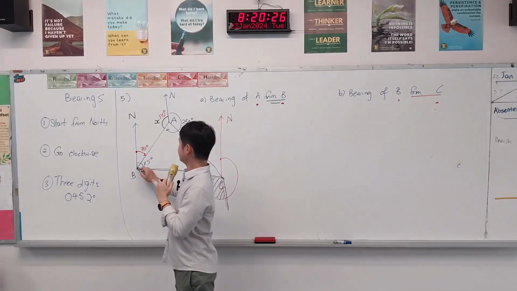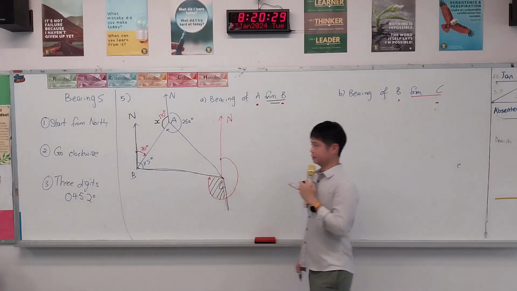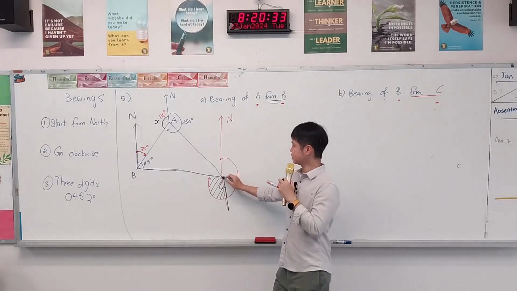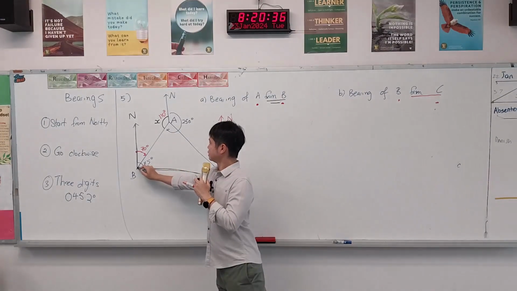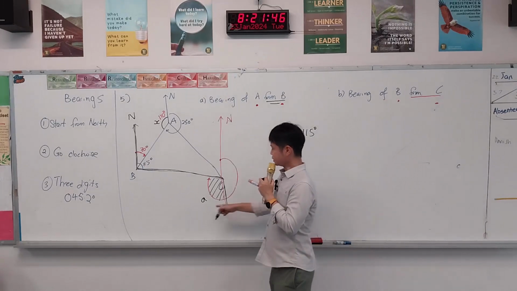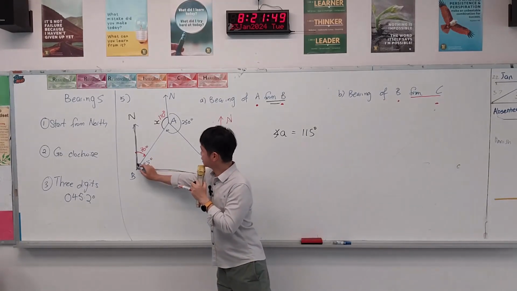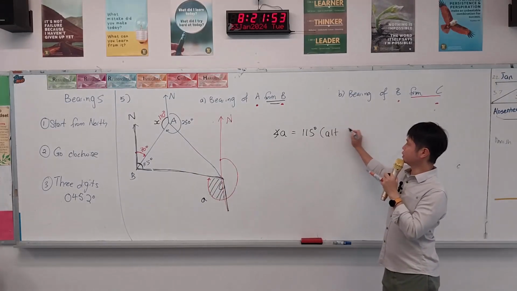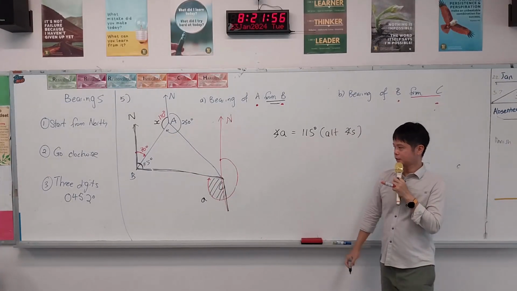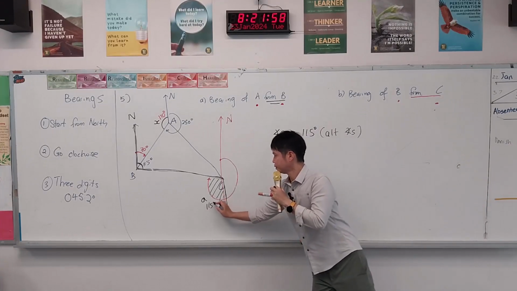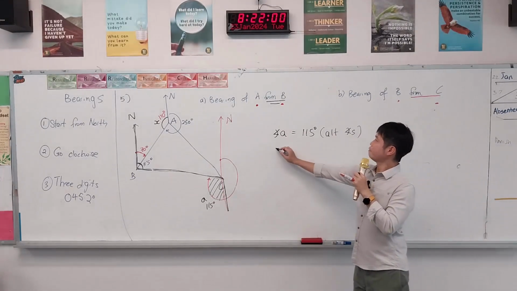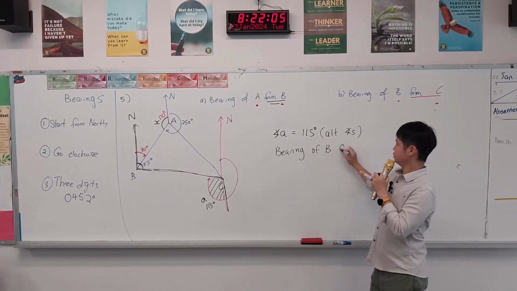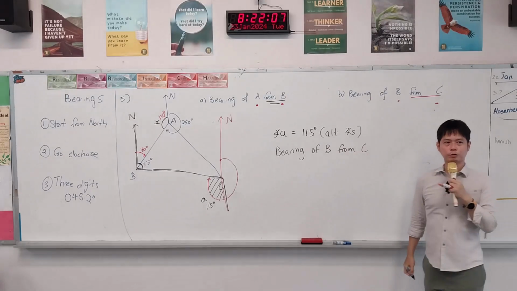A zigzag. Can you see a zigzag? I trace again. I always look for alternate angles or interior angles. So angle A, again, is just this angle here. So it's 115, and the reason is alternate angles. So this one here is 115. How do I find the bearing of B from C? How do I find it?